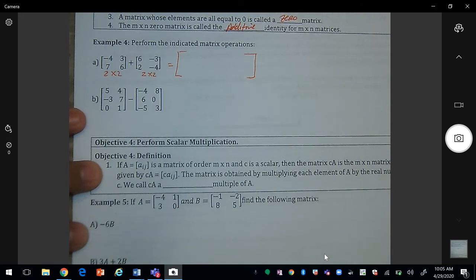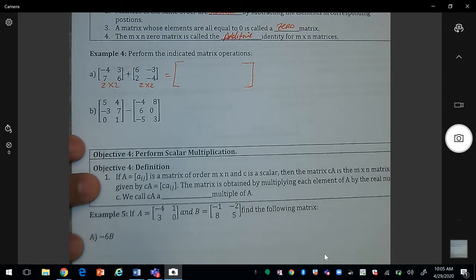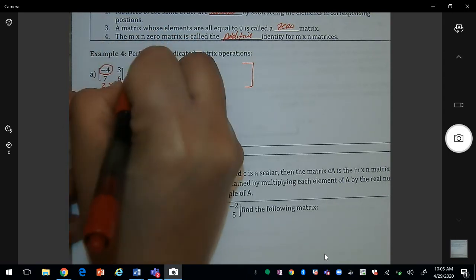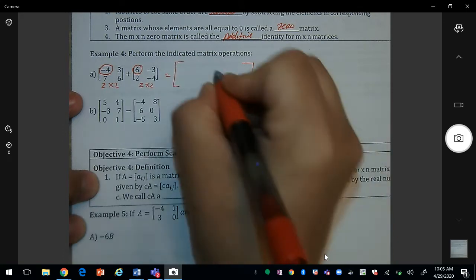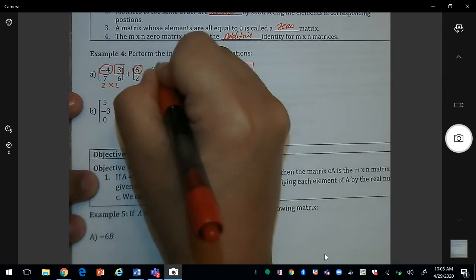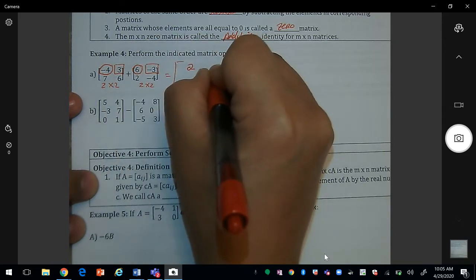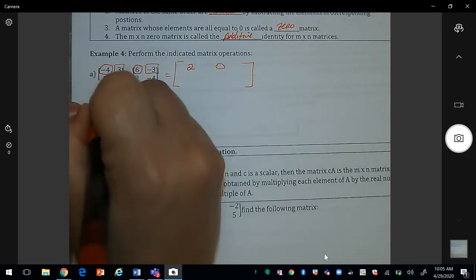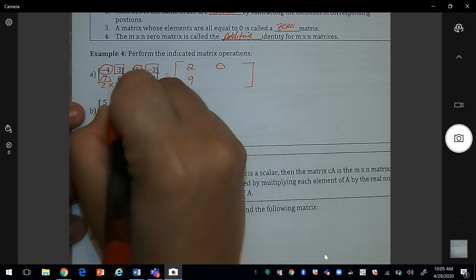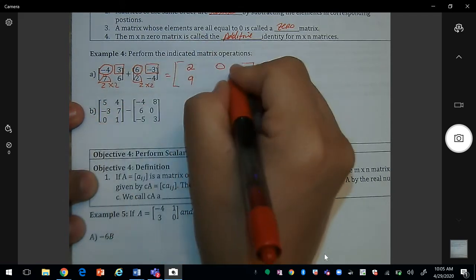Therefore, we can add these matrices since the orders are the same. To add them, we take the corresponding entries. So we're going to have -4 plus 6, which gives me a 2. And then 3 plus -3 will give me 0. And then 7 plus 2 gives me a 9. And last, 6 plus -4 will give me a 2.